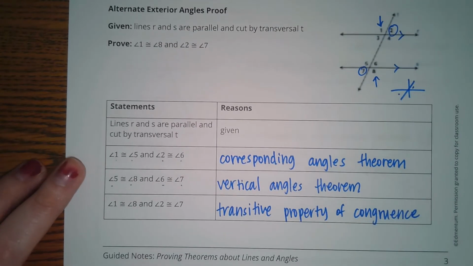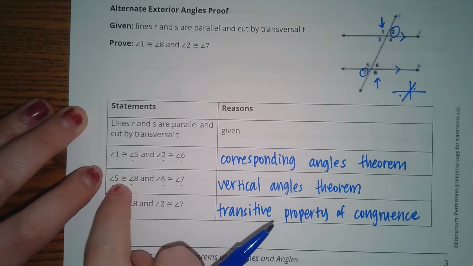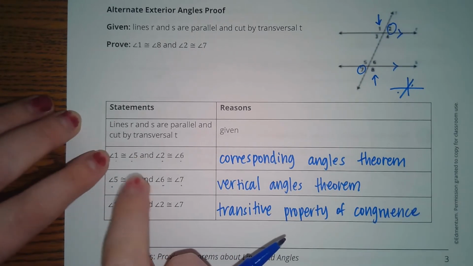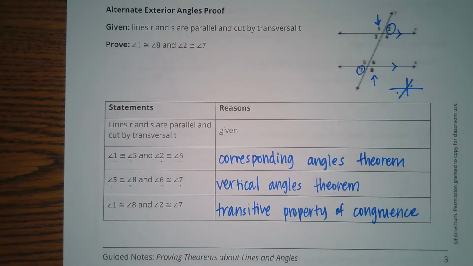So my transitive property of congruence says that if something is congruent to something else, and that thing's also congruent to a third thing, then these two guys have to also be congruent. And that's from a long time ago. I think that was all the way back in Unit 1. So the transitive property of congruence says that these two are congruent to one another.